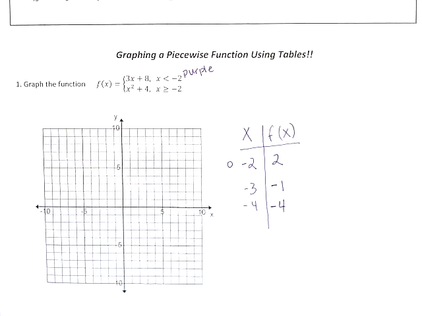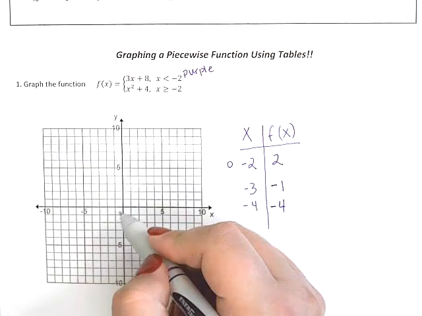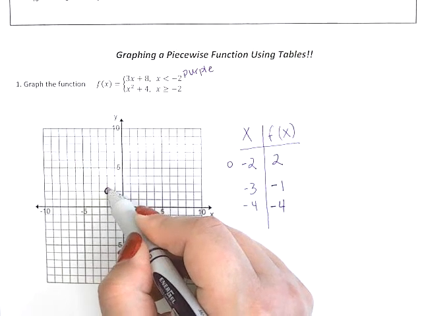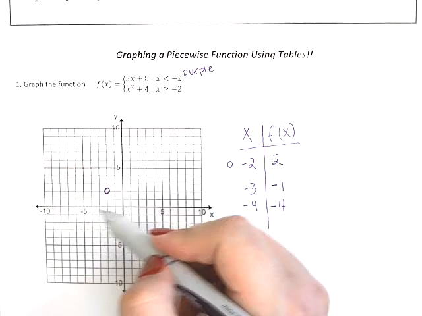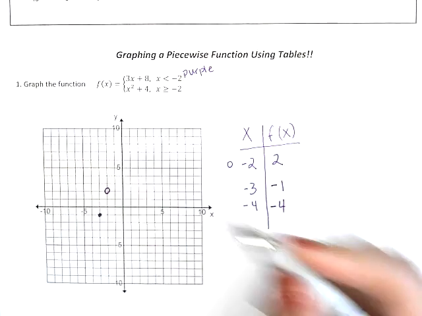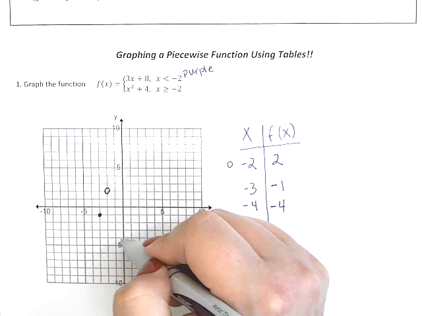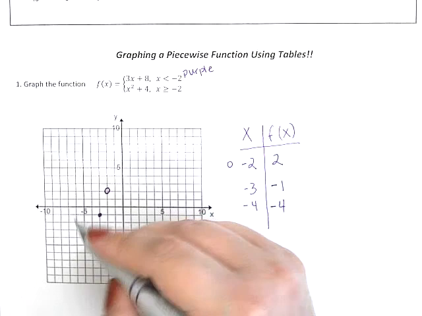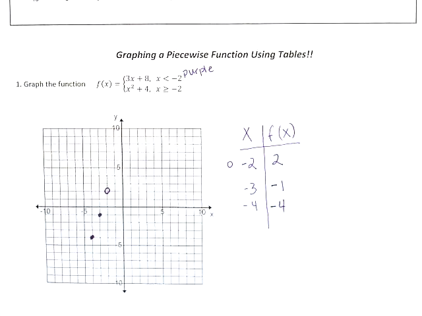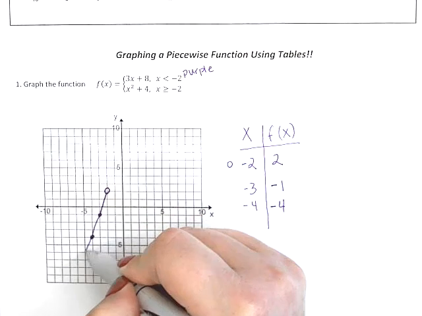And we can go ahead and plot those points. Again, -2, 2 is going to be an open circle. So -2, 2 is open. And then we have -3, -1, so that's right here. We have -4, -4. So that is right here. All right, and we know that that is going to be a straight line, and it keeps going.